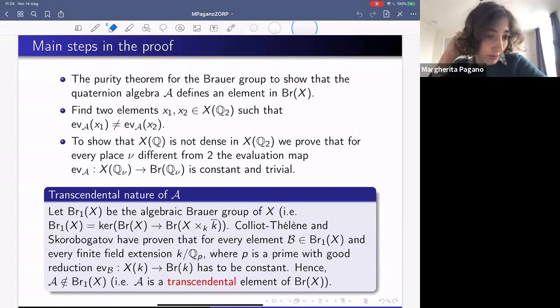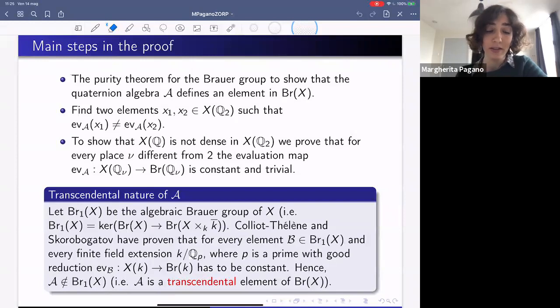Before giving you some idea behind the construction of A, I just want to mention another property of this quaternion algebra A. We denote by Br_1(X) the algebraic Brauer group of X. This consists of those elements in the Brauer group of X that become trivial in the Brauer group of the base change of X to the algebraic closure of K. And there is a result proven by Colliot-Thélène and Skorobogatov that says that for an algebraic element in the Brauer group of X, and for every finite field extension K of the p-adic numbers where p is a prime with good reduction for X, the evaluation map from the K points to the Brauer group of K has to be constant.